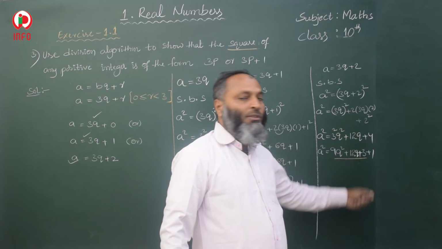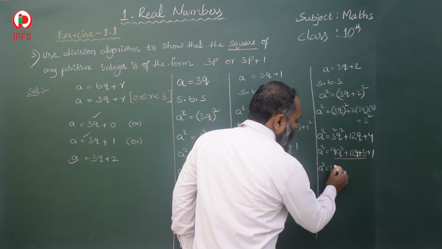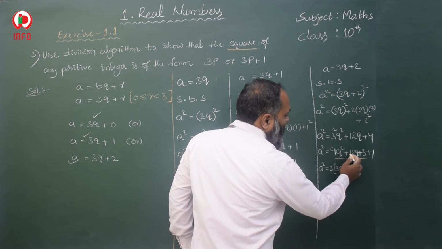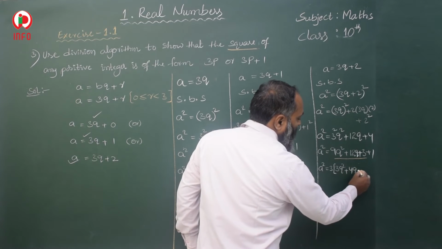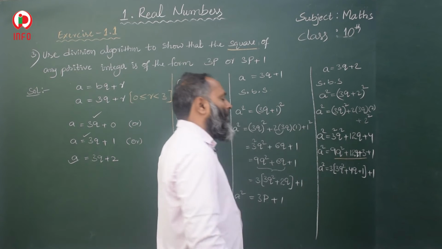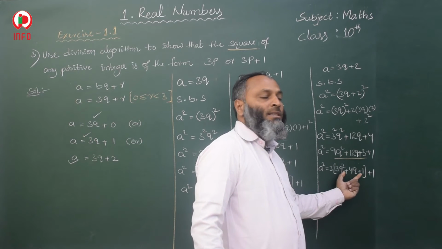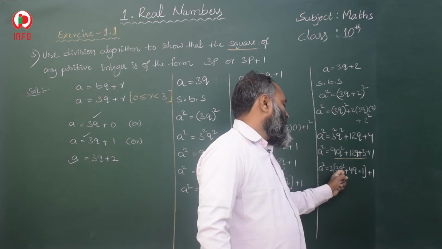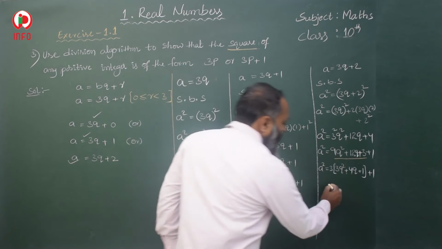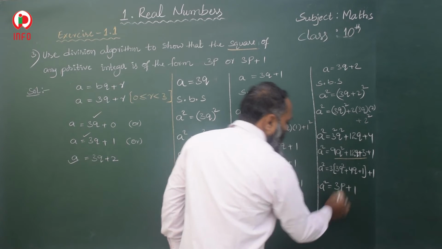From here to here 3 is common. Now you take 3 common. a² = 3(3q² + 4q + 1), since 3 × 3 is 9, 3 × 4 is 12, and 3 × 1 is 3, and plus 1 as it is. So this is a complete 3 multiple, 3q² + 4q + 1. This 3 multiple you consider as p, that is 3p + 1. Here also you get 3p + 1.